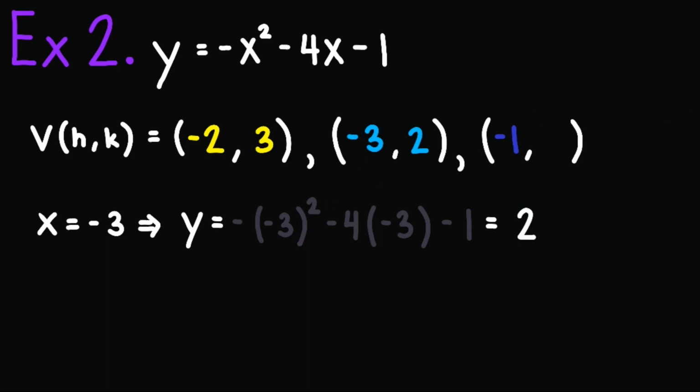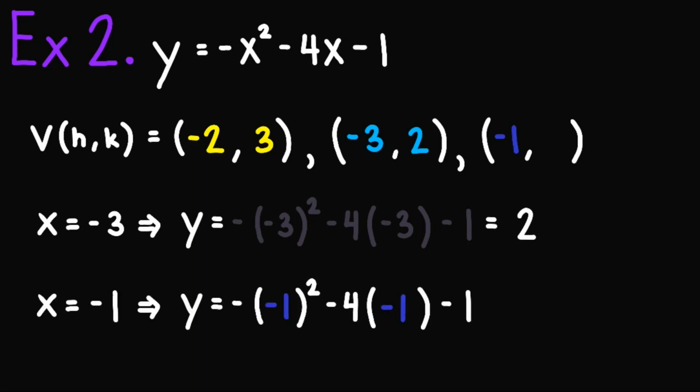For the last point, at x equals negative 1, y will be negative times negative 1 squared minus 4 times negative 1 minus 1. This is equal to negative 1 plus 4 minus 1, or when simplified is 2. So we have y to be 2 when x is equal to negative 1. So our third point is given by negative 1, 2. So we now have 3 points for our parabola. We can now graph this one.